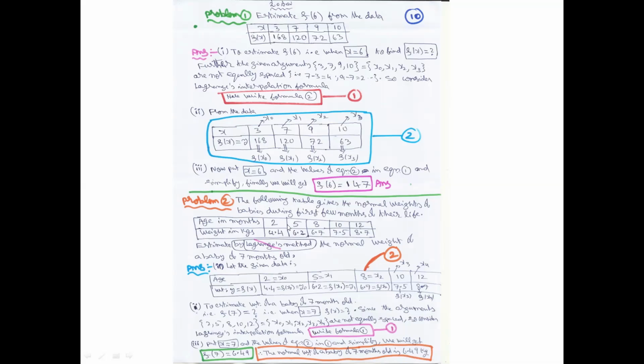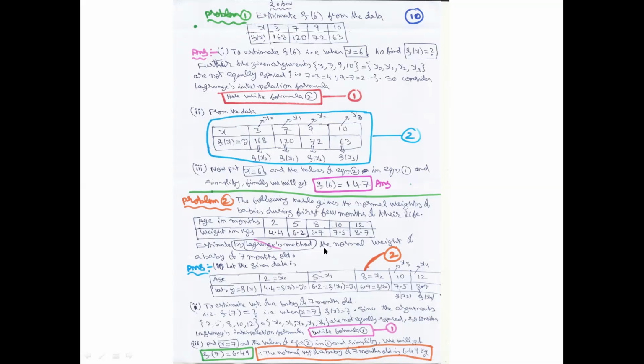Similarly, problem number 2. The following table gives the normal weights of babies during the first few months of their life. Age in months: a 2 months baby weighs 4.4 kg, 5 months baby weighs 6.2 kg, 8 months baby weighs 6.7, 10 months baby weighs 7.5 kg, 12 months baby weighs 8.7 kg. So this is the data.